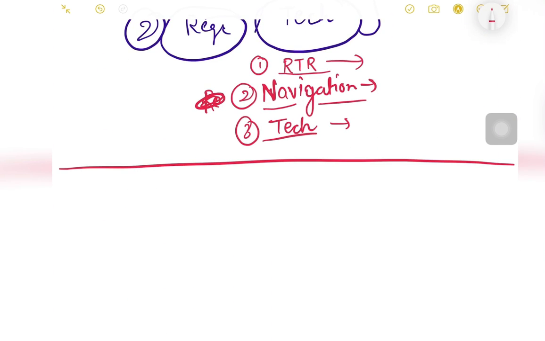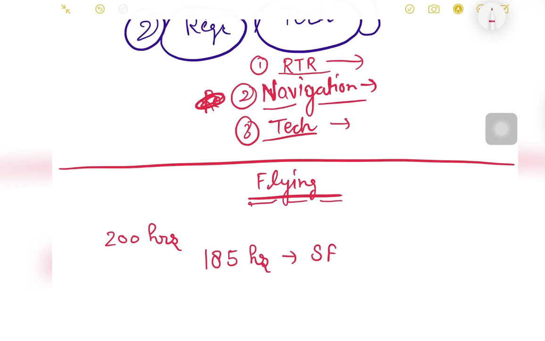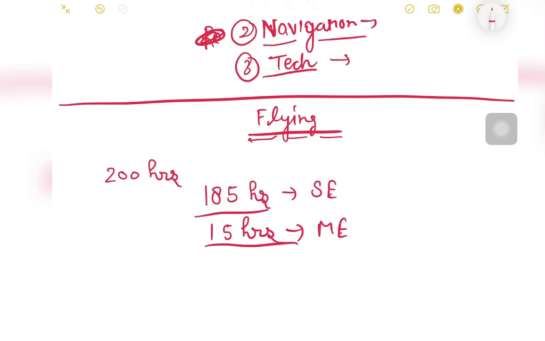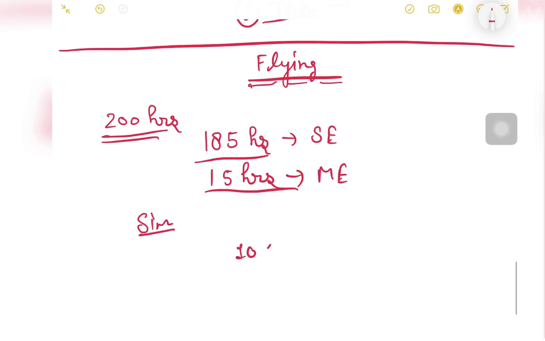After this section finishes, in the flying section, you just have to complete your 200 hours of flying. If you are doing it with multi-engine, you need 185 hours of flying on single engine, SE, and 15 hours on multi-engine. So 185 on single engine, 15 hours on multi-engine. And after that you will require some simulator hours. 10 hours are required on single engine and 10 hours on multi-engine.